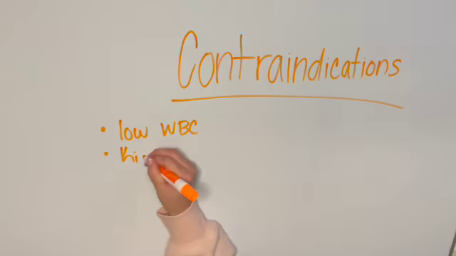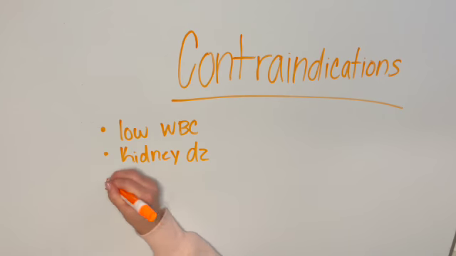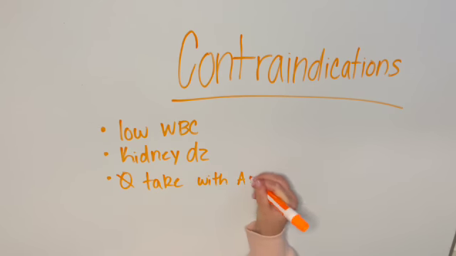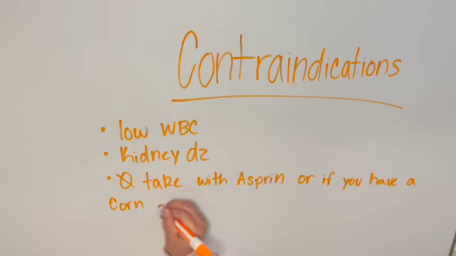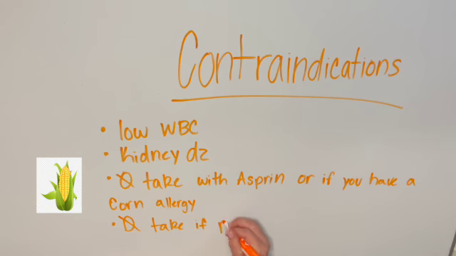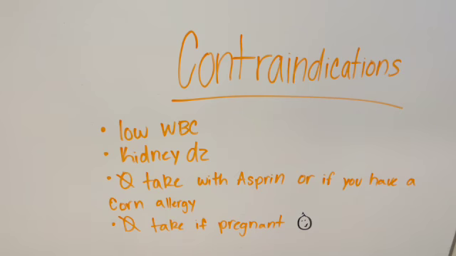Some contraindications to remember before giving or taking vancomycin include low white blood cell count or kidney disease. Also, do not give to a patient who has taken or is taking aspirin or if they have a corn allergy, and do not give to a patient if they are pregnant or possibly pregnant.